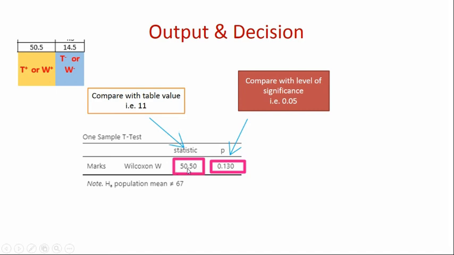This value will be compared with the table value, and this is the p value. Compare with the level of significance 0.05. If this value is less than 0.05, we will reject the null hypothesis, but in this case our value is more than 0.05. We will accept our null hypothesis.